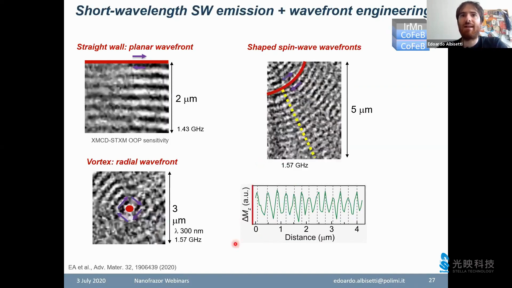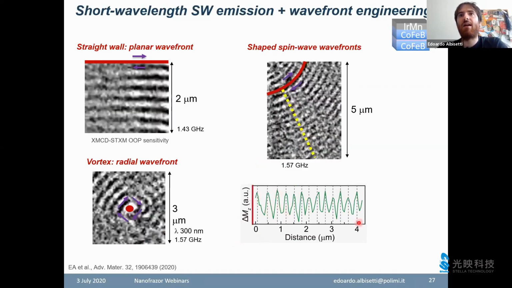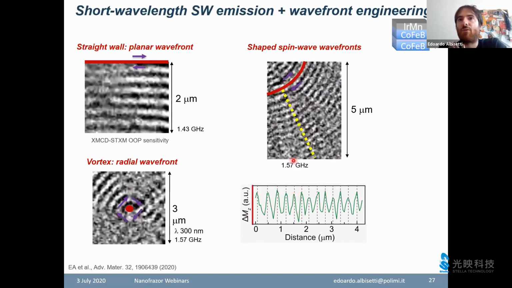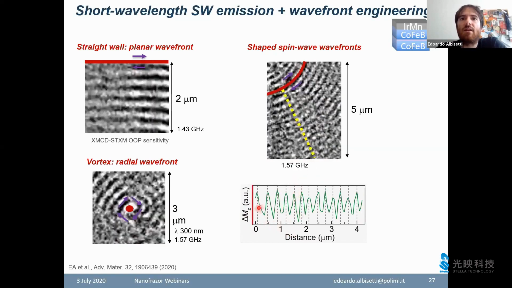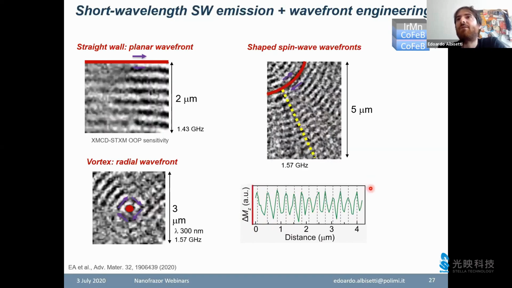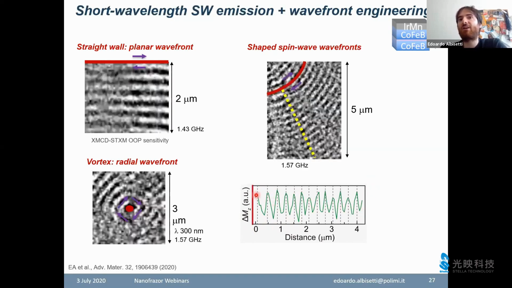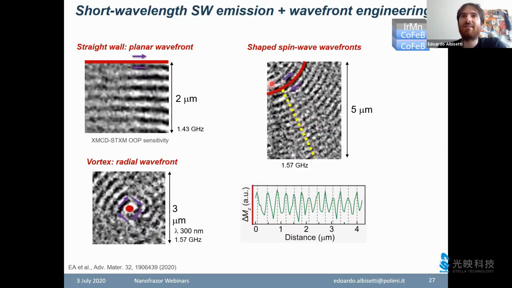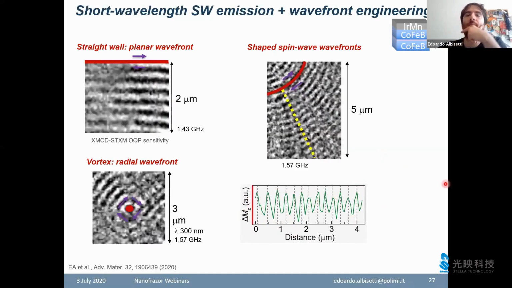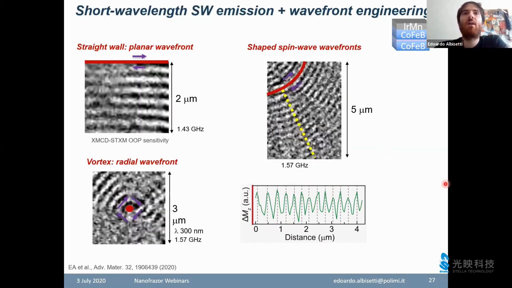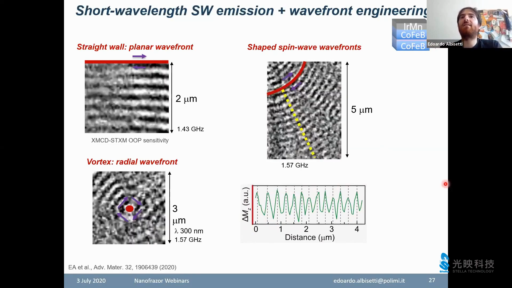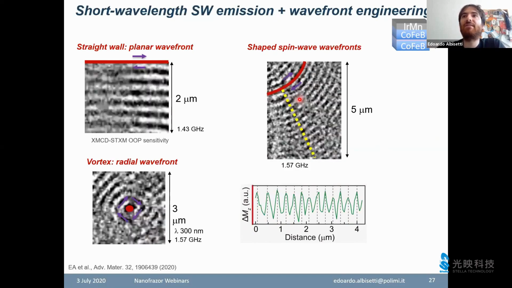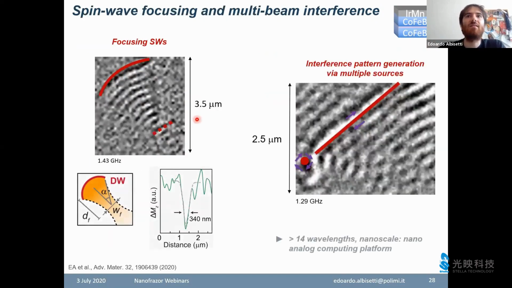This is exactly the spin wave profile along this line, taken from a snapshot of this image, and you see that you have 14 or 15 times the wavelength in this case. And actually the amplitude is not decaying very much, so we expect that the spin waves are propagating much farther away. You can also combine these emitters for having a controlled interference of spin waves, or you can focus them.